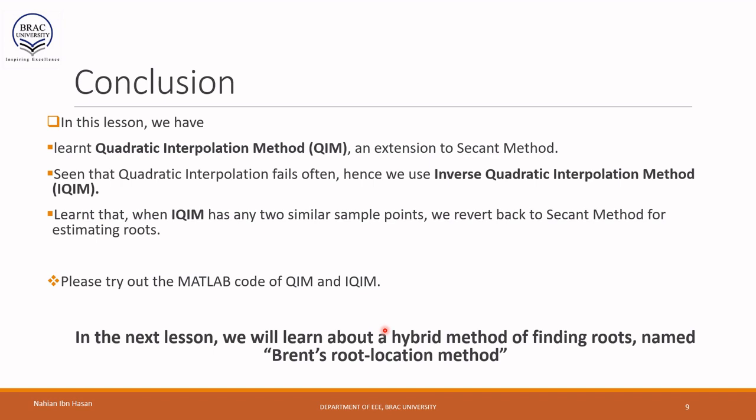So that's all for the QIM method. In the next lesson we are going to learn about another root finding method, which is the Brent root location method, and it's a hybrid method of finding roots. It incorporates some benefits of the open methods and some benefits of the bracketing method. So it's a hybrid method. We are going to learn about this in our next lesson.